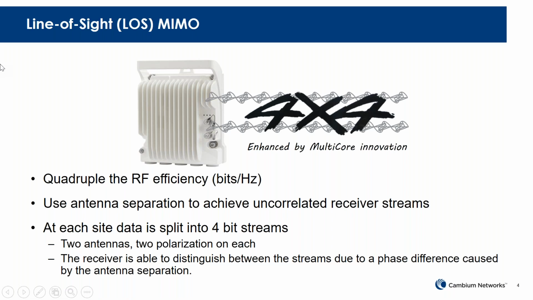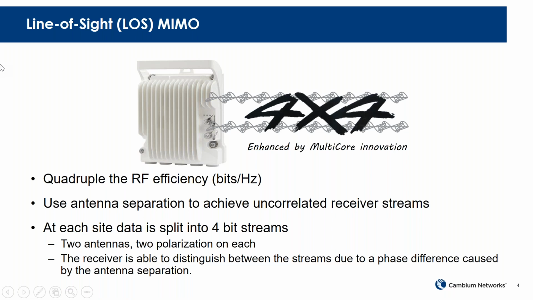So with 4x4 MIMO, you can quadruple the RF efficiency. Suppose you use 1 channel, and with 1+0, you can only get 250 megabits per second of capacity, for example. So with 4x4 MIMO, this same channel, you can achieve 1 gigabit capacity. So just using the same channel, you quadruple the RF efficiency.